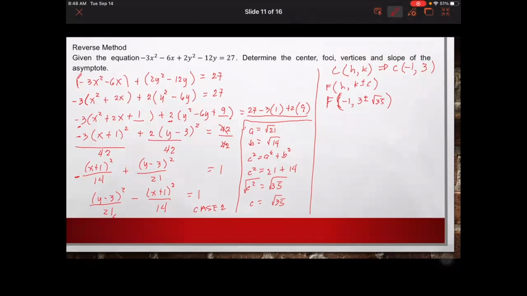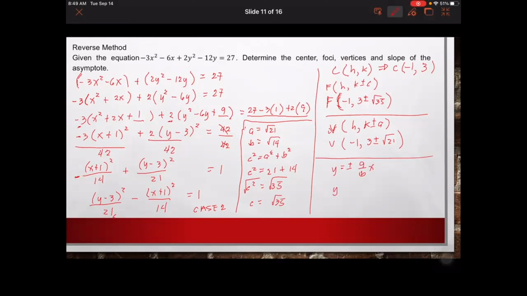Next, for your vertex. The vertex is (h, k plus or minus a). So your vertex is negative 1 and 3 plus or minus, where our A is the square root of 21. Then for our asymptote, we will have y equals plus or minus. Since this is case 2, we are going to use a over b x.